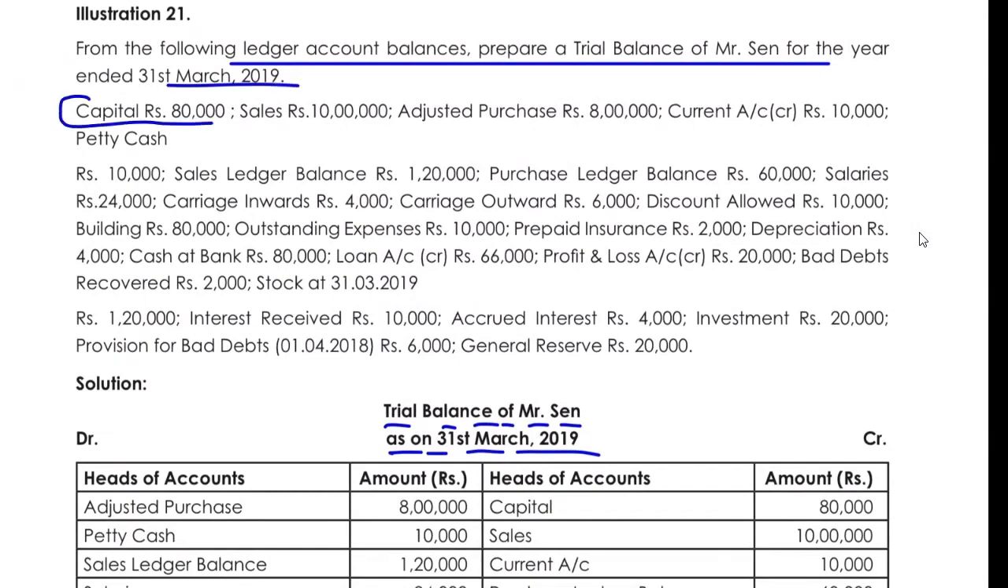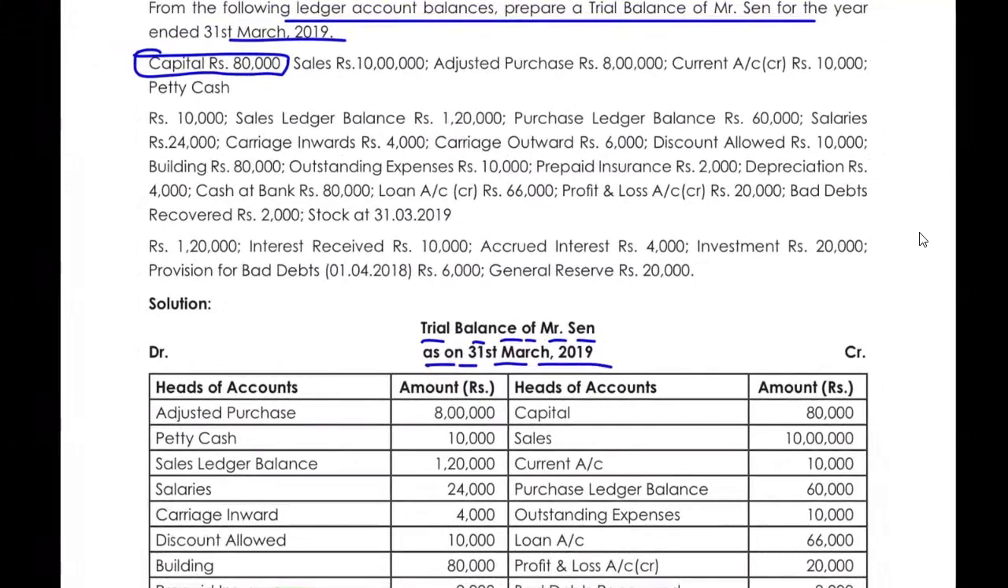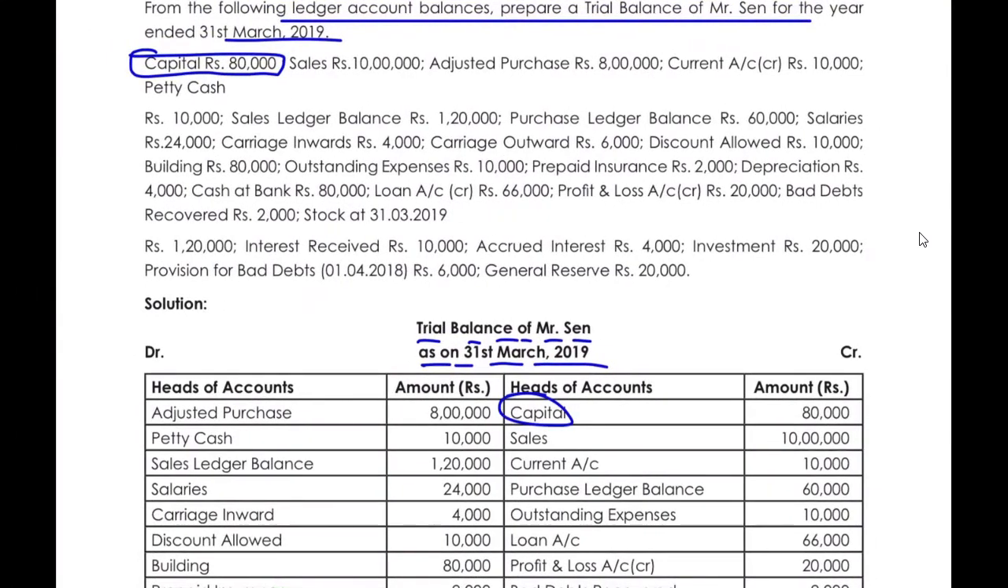So we have been given capital 80,000. So capital is what? A liability, which we will write on the credit side. So this trial balance is in what format? This is another format. We have a debit side and we have a credit side. So we will write all the credit accounts and the credit amounts here, and all the debit accounts and the debit amounts here. Okay, so capital account, what is it? 80,000. It is credited. Sales account 10 lakhs. So sales is also credited. It is mentioned on the credit side.